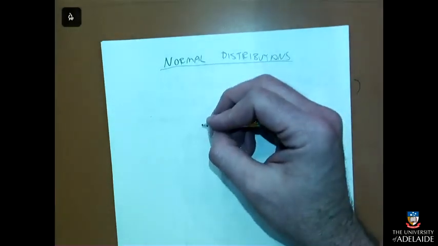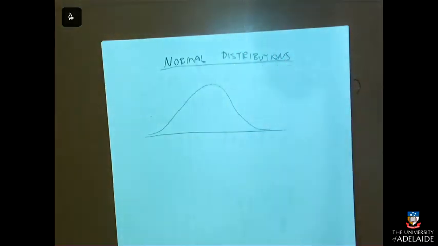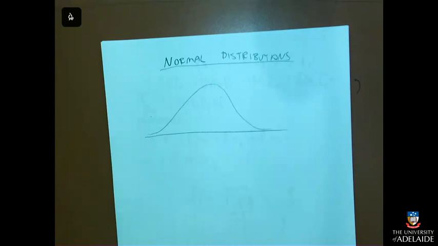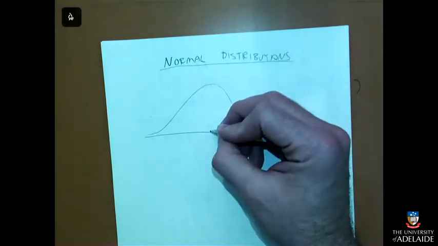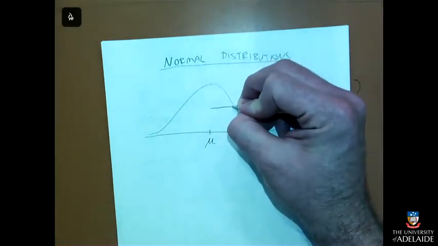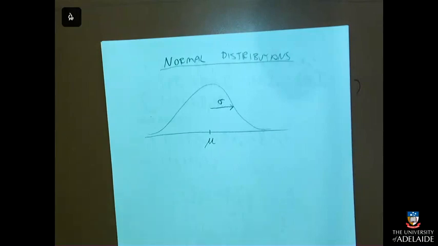And the normal distributions tend to have this sort of shape. It's supposed to be symmetrical on either side. Us humans are not particularly good at drawing them by hand. I'm sure that with a great deal of practice you could, but this is good enough. And they have a mean somewhere in the middle and a standard deviation which tells you how wide it is.